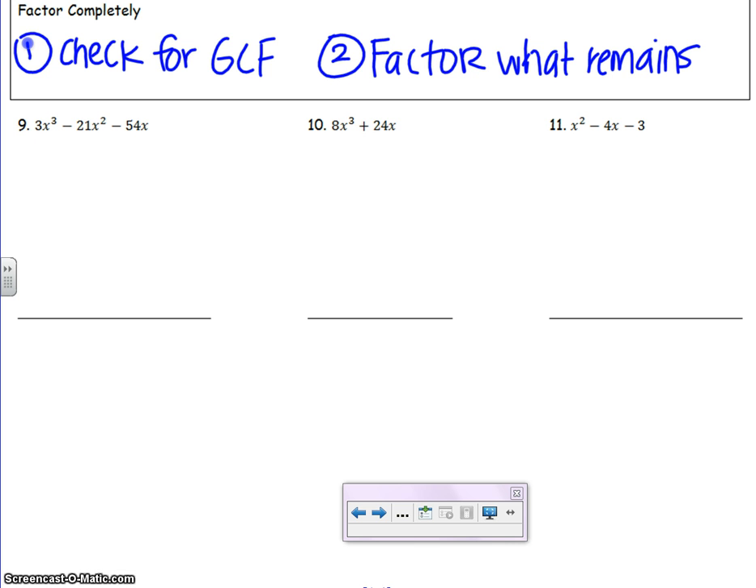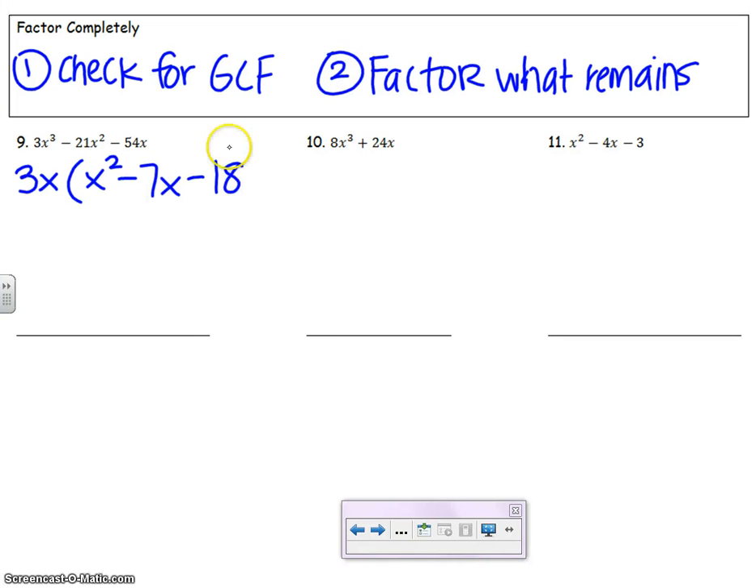We have 3x cubed minus 21x squared minus 54x. We see that each of them has an x and that 3 can be divided out of each of them. So we're going to factor out our 3x, and we have x squared minus 7x minus what? Oh my goodness. Let's get our heads in the game here. Are you thinking at home? 18, very good.